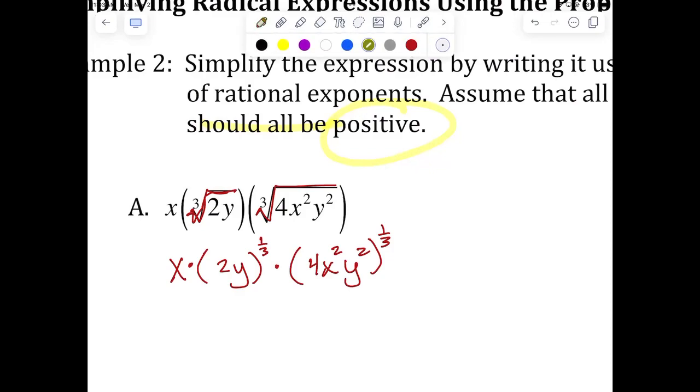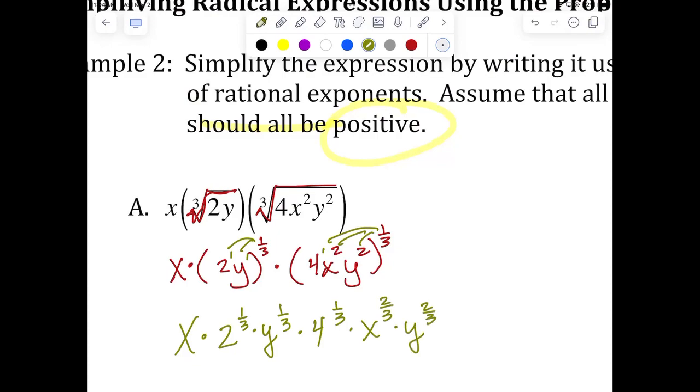Now that I've got them written as fractional exponents, everything that doesn't have an exponent on it, since I have exponents on the outside and I'm about to distribute, I'm going to put little 1s there. Believe me, it helps a lot. Now I distribute the 1/3 to all 5 of the exponents. So I get x to the, and I'm going to put a dot, 2 to the 1/3 times y to the 1/3. I'm just going to put a dot in between all of them. Why the heck not? 4 to the 1/3 times x to the 2/3 times y to the 2/3. Yay. Looks like a family portrait now, right? We're all together. There's no parentheses.